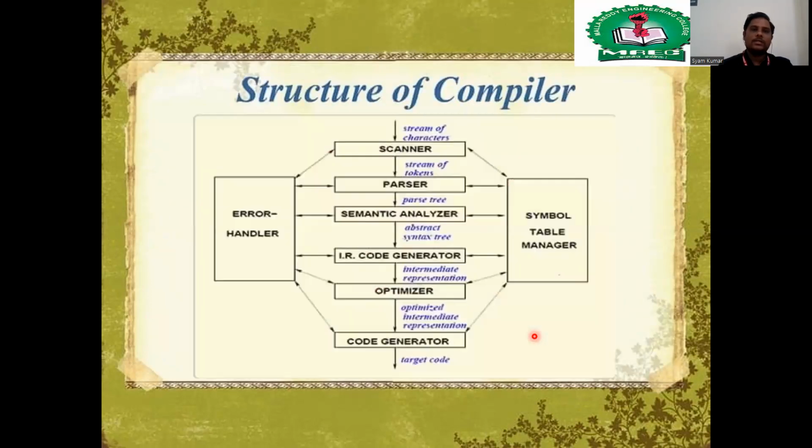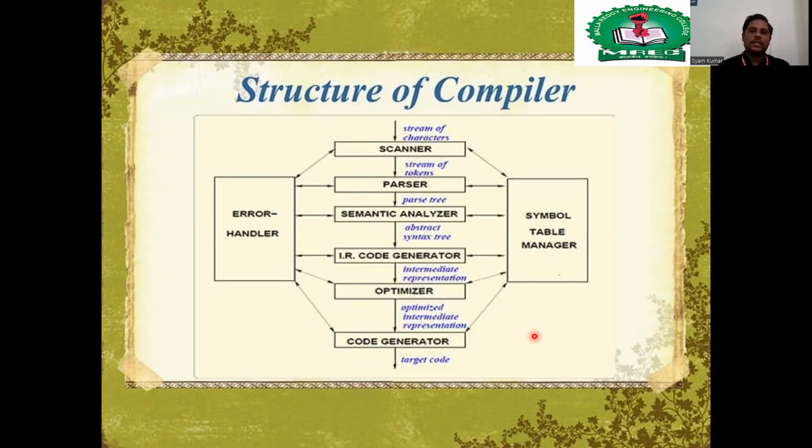Now the structure of a compiler. Here the compiler has 6 phases. The first one is the scanner, which is nothing but the lexical analysis phase. The second one is the syntax analysis, which is nothing but the parser. The third one is the semantic analyzer. The fourth is the intermediate code generator. The fifth is the code optimizer. And finally, the sixth is the code generator. So these are the 6 phases. Phase by phase the data is translated, and we get the target code.